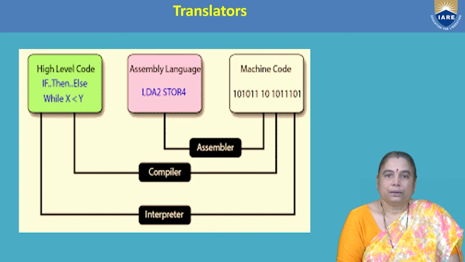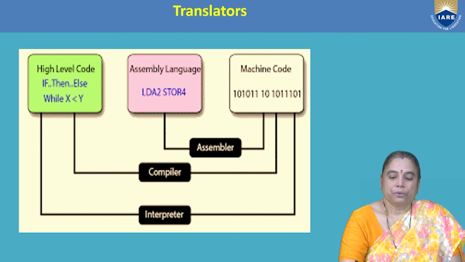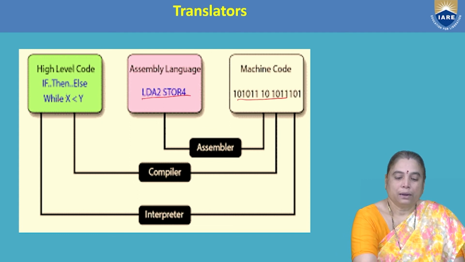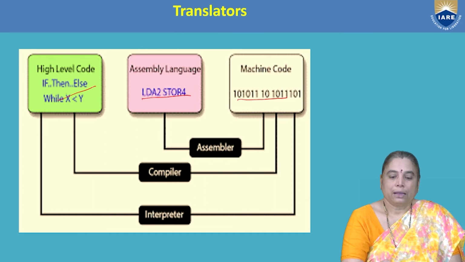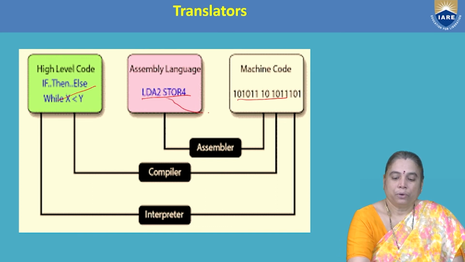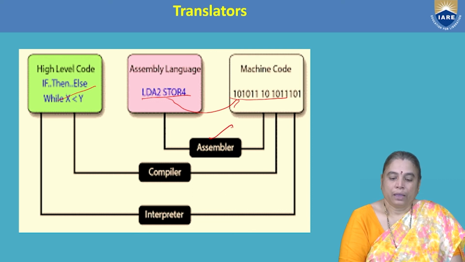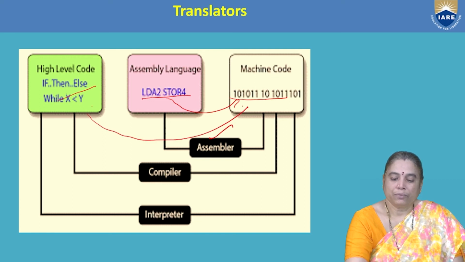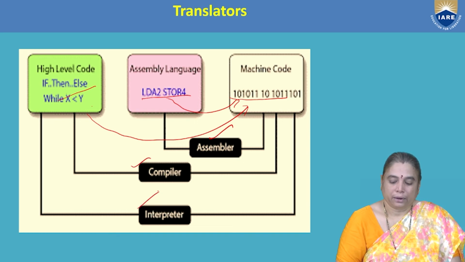Next, what are the translators that are needed for conversion of one level of programming language to another level of programming language? So here this is the machine code, this is the assembly language program and this is a high level code. For the assembly language program to machine language conversion, we require the assembler. And for high level language code to the machine language code, we require either the compiler or the interpreter.